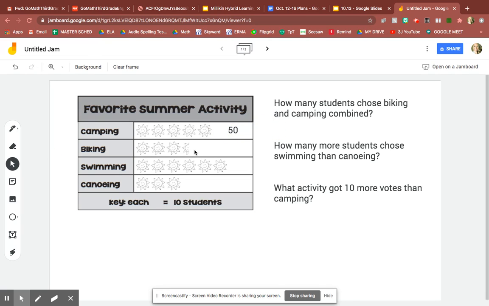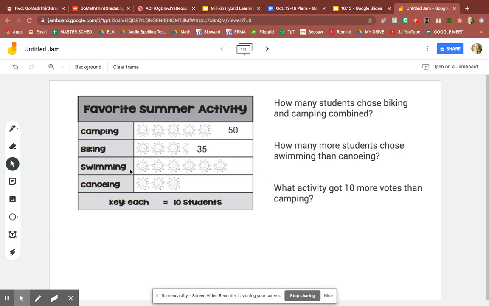All right, biking. So we have 10, 20, 30. Oh my goodness, what do you think a half sun means? If one full sun equals 10 students, what would a half sun be? I think that would be 5, right? Because 5 is half of 10. So 10, 20, 30, 35. So the half sun means 5, and 35 students chose biking as their favorite summer activity.